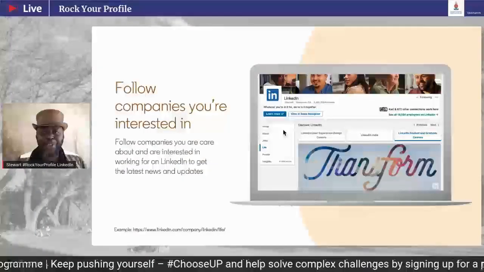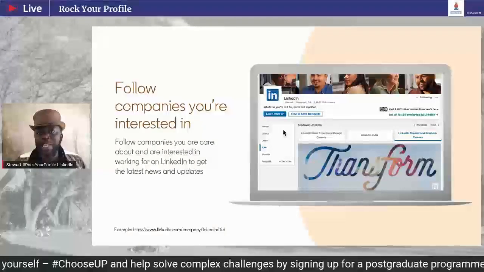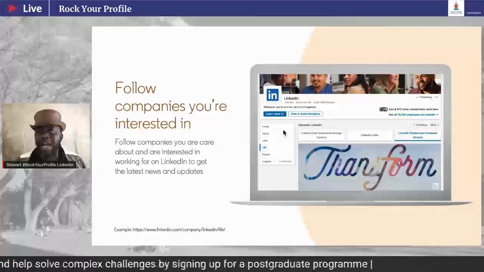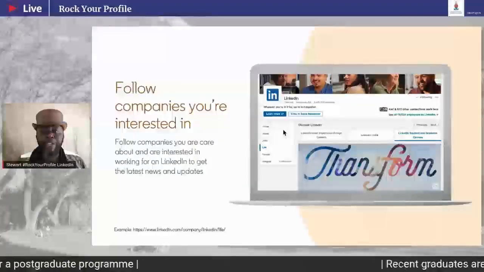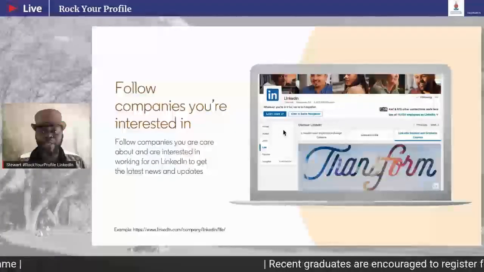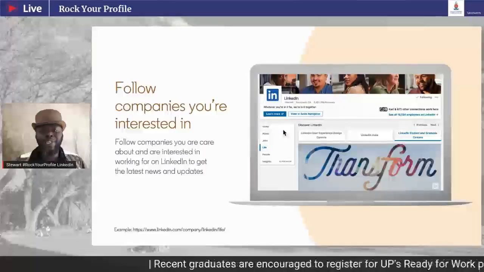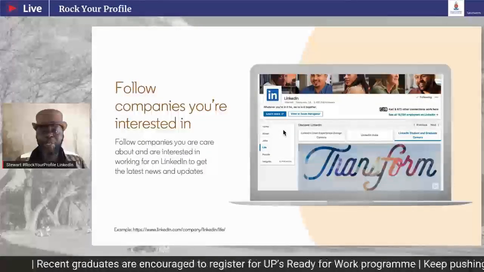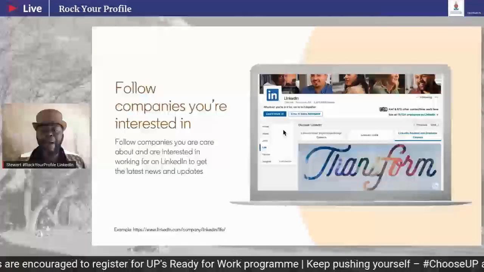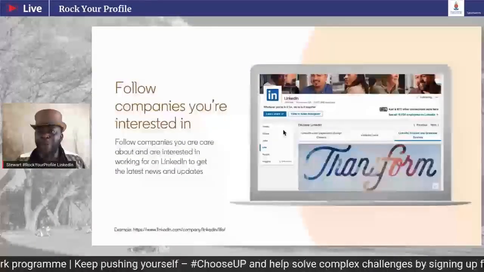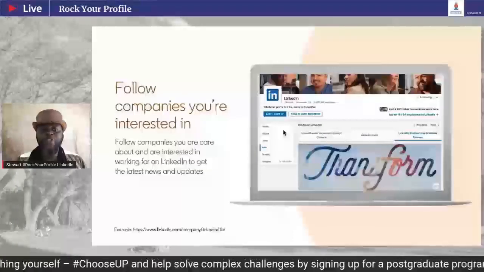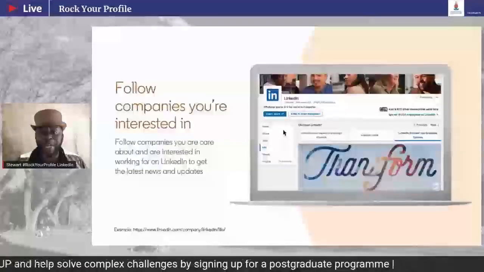So click to follow the organizations, because this, again, as we said earlier, infers to our recruiters, infers to our hiring managers, infers to our partners how much we are passionate about particular topics, particular subjects, and particular organizations. This gives us a picture in terms of where you're likely to end up in your career. So go on and follow companies on LinkedIn.